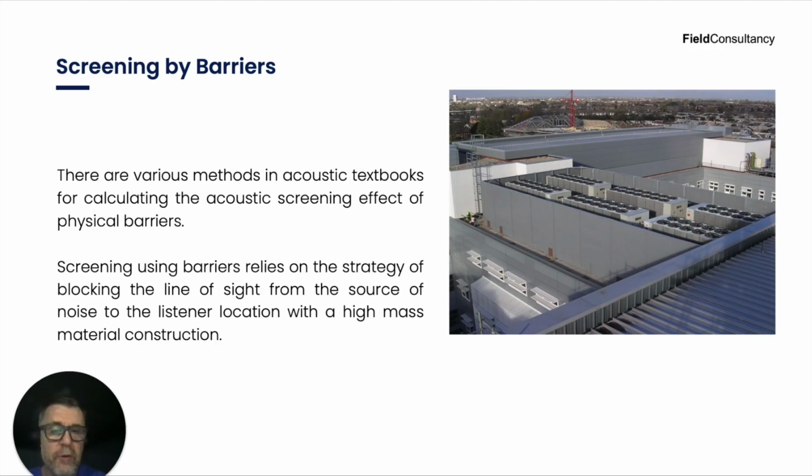You can see there on the right-hand side there's a bank of chillers on the rooftop of a building, and the height of the barrier is higher than the highest point of the chillers. Therefore, it's an effective barrier blocking the chiller noise to a receiver location that is most likely below the chiller enclosure.